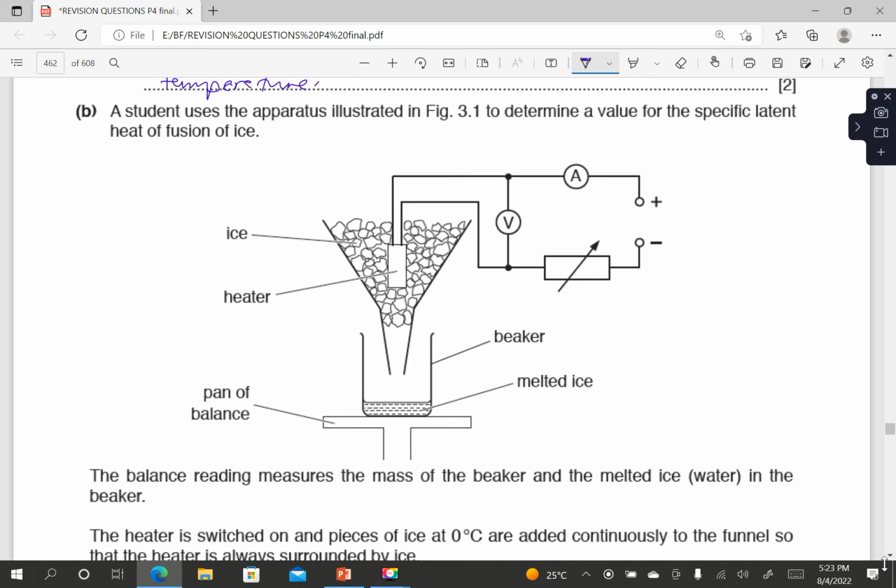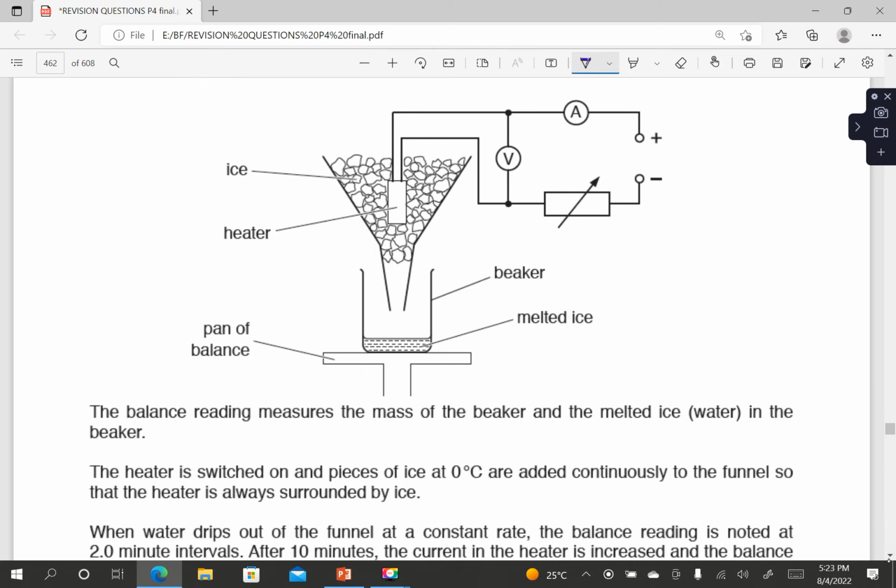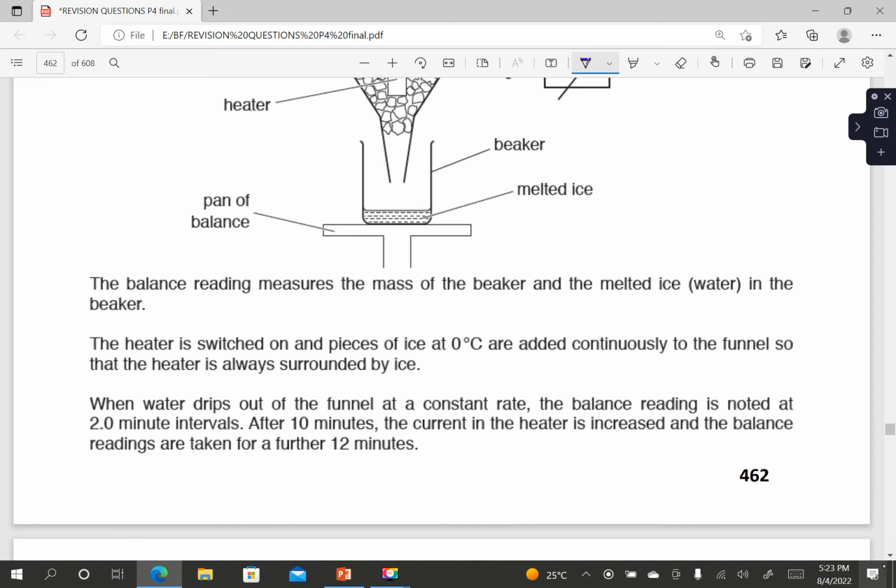A student uses the apparatus illustrated in the figure to determine a value of the specific latent heat of fusion of ice. Okay, so we have seen this apparatus earlier on. It is not new. The balance reading measures the mass of the beaker and the melted ice in the beaker. The heater is switched on and a piece of ice at 0 degrees Celsius added continuously to the funnel so that the heater is always surrounded by ice.